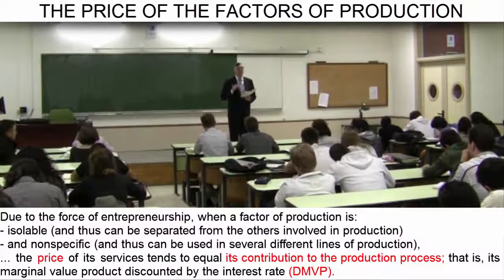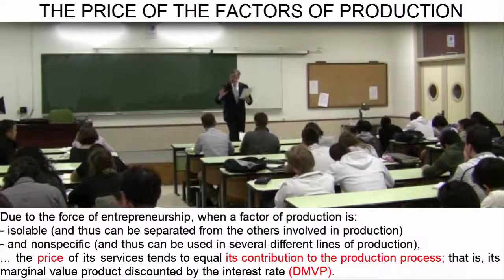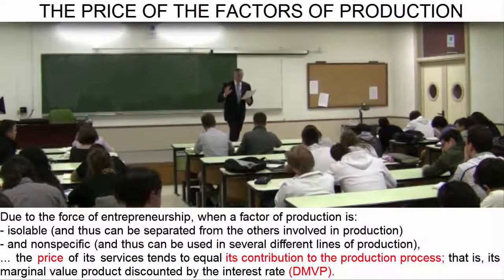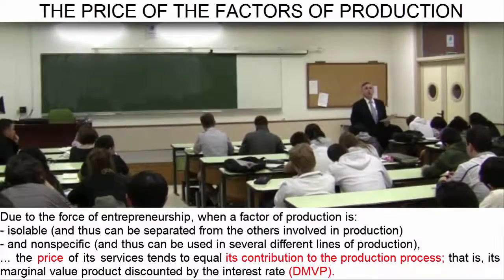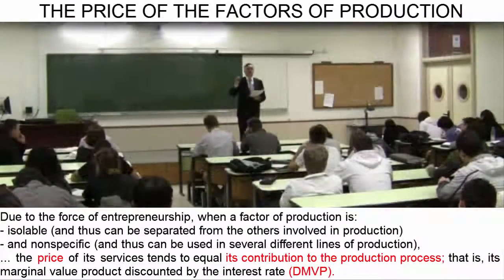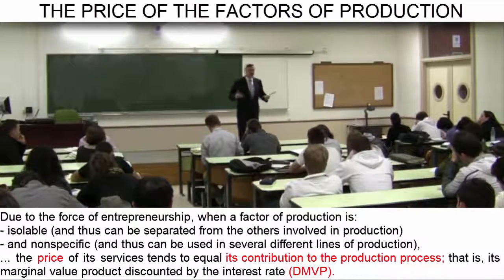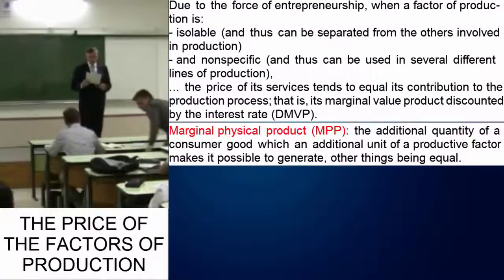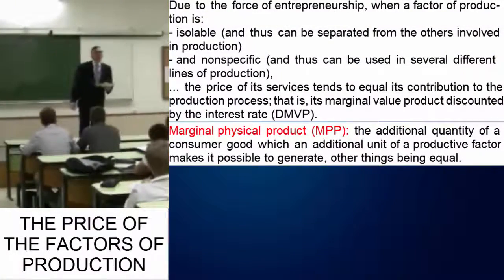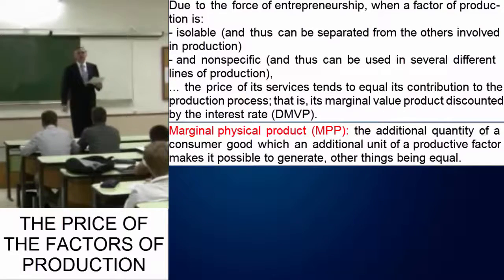I will explain the term discounted marginal value product in greater detail in a moment, but it consists precisely of the value of our contribution to the process of production. To understand the discounted marginal value product, we will go step by step, and we will begin with the first. The first step is to understand what is meant by the term marginal physical product. The marginal physical product, MPP, is the additional quantity of a final consumer good that one additional or marginal unit of a productive factor makes it possible to generate.